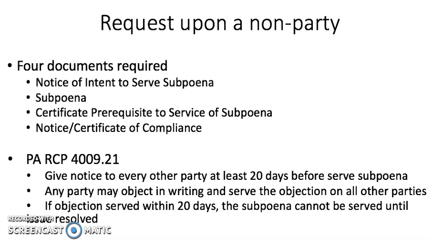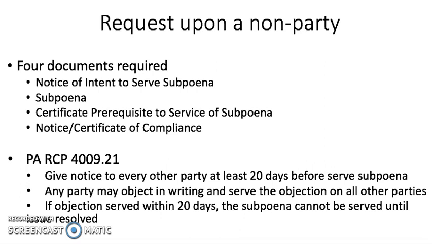Rule 4009.21, this is a rule that requires that we have to give every other party at least 20 days before serving the subpoena. And that if a party wants to object within those 20 days, they can do so, but they must do it in writing and they must serve it on all the parties. So if you're going to object, you have to do it in writing and you have to send it to all the parties, not just the parties who want to serve the subpoena, but to all the parties.